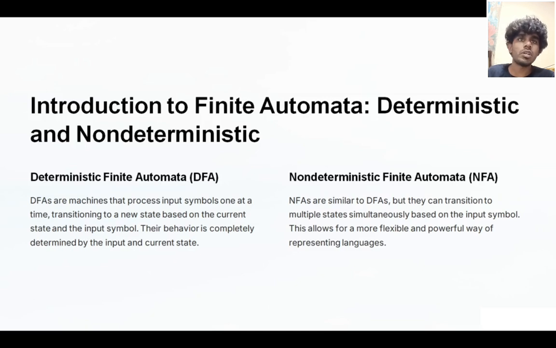And we go to non-deterministic finite automata, NFA. NFAs are similar to DFAs, but they can transition to multiple states simultaneously based on the input symbol. This allows for a more flexible and powerful way of representing languages.